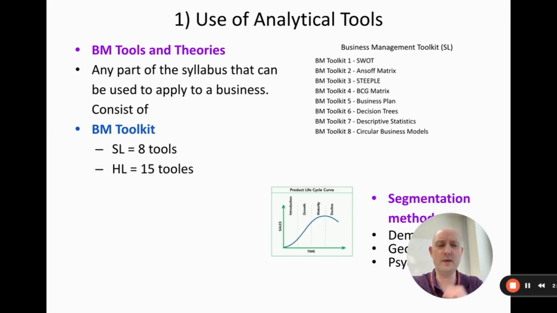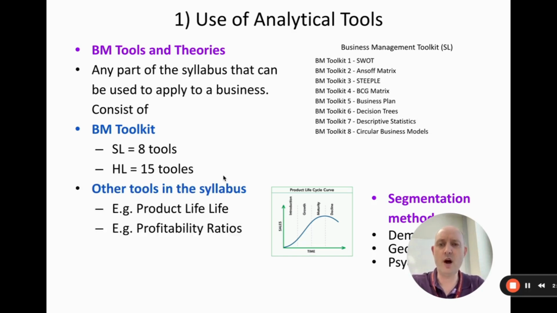One of the biggest misconceptions is that for BM tools, you can only use the toolkit. And that's wrong, because there are other tools available, as we'll see. But the toolkit is a good starting place. So at SL, you've got 8 bits of the toolkit. So this is a good place to start if you're looking for tools. And then at HL, you have 15 tools. There's a nice typo there. But there are other tools in the syllabus.